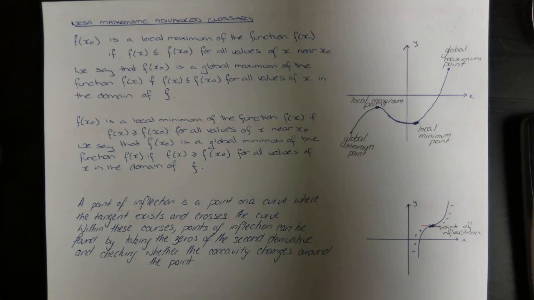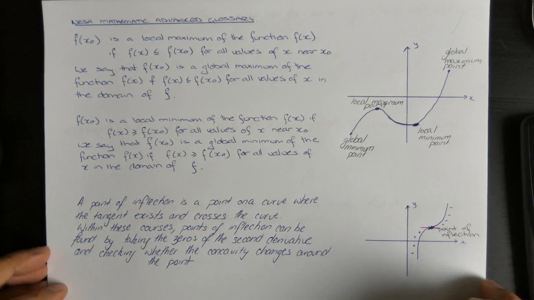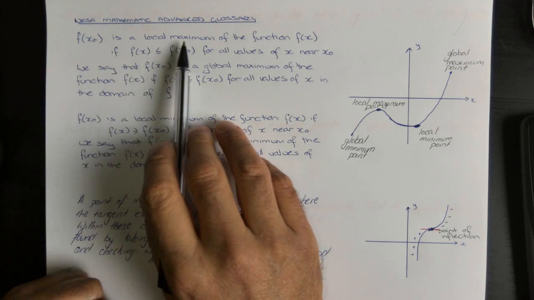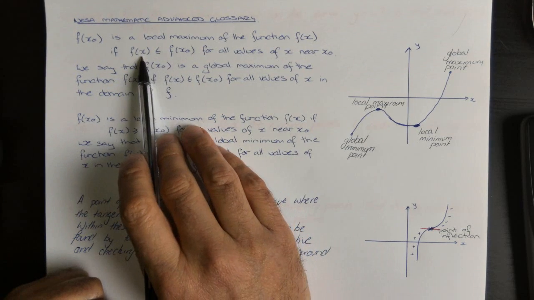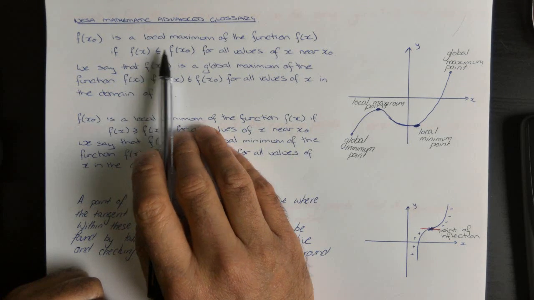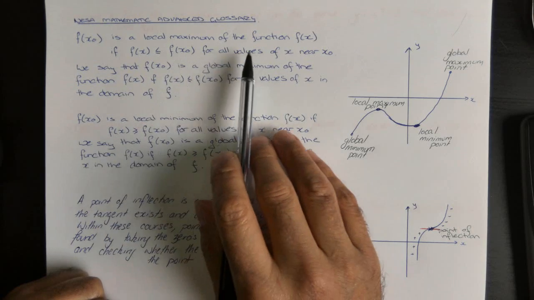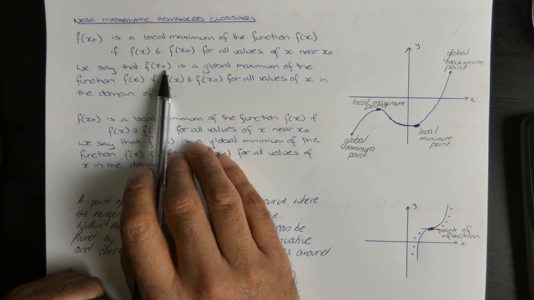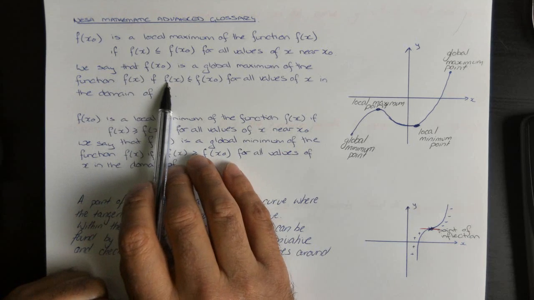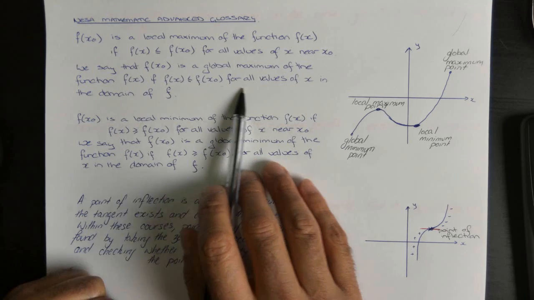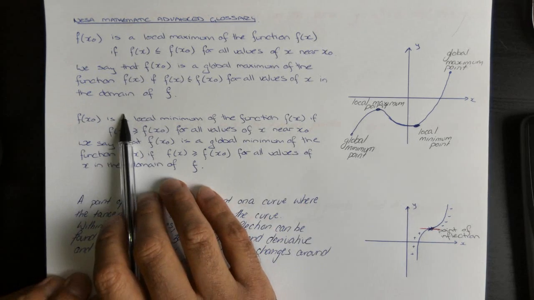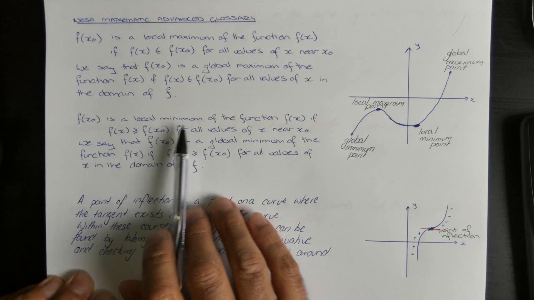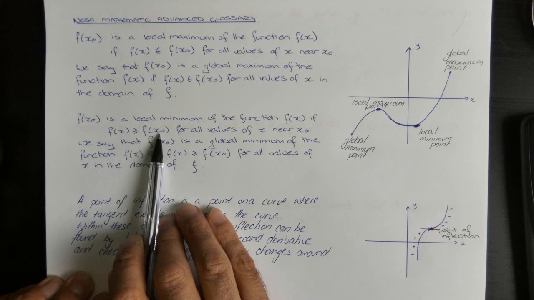From the NESA Mathematics Advanced Glossary, a point will be a local maximum of the function if the function is less than that point for all values of x near that point. We say that this point is a global maximum of the function if the function is less than that point for all values of x in the domain. Alternatively, if we have the local minimum, it's the same kind of structure, but we're looking for when the function is greater than that point.